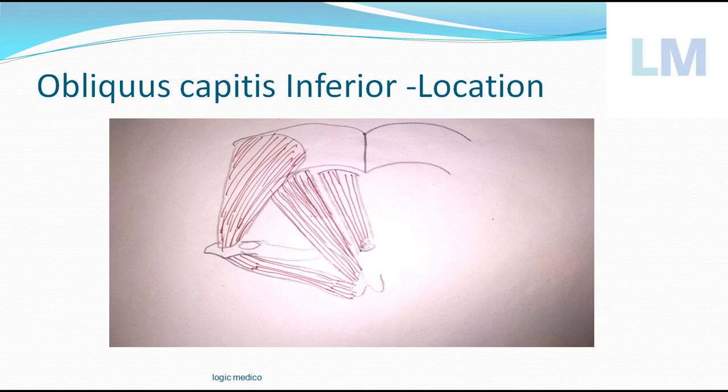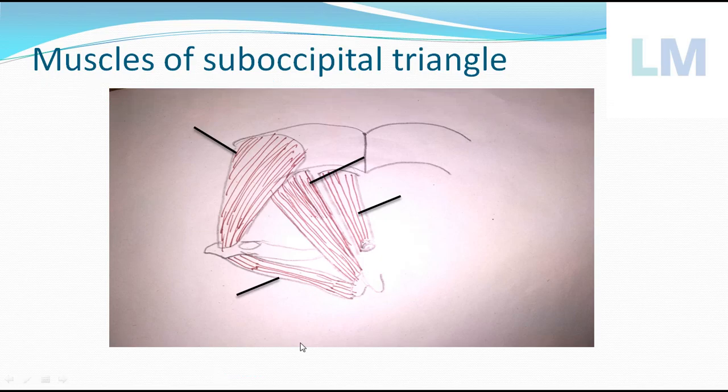Obliquus capitis inferioris. The location of this is on the posterior surface of the neck. Okay, it is just behind the occipital bone. This is the muscle obliquus capitis inferioris. Obliquus because it's obliquely placed, capitis because it's related to the skull cap, inferioris because among these muscles it is placed lower down, so it's called inferioris. So the location of this is in the posterior aspect of the neck.